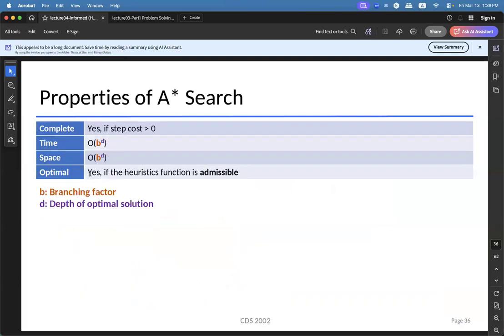I already talked about the optimal part. For the A-star search to be optimal, to be able to always select the shortest path, you must make sure that the heuristic value is admissible. You can think about this: if all the heuristic values are 0, then it becomes uniform cost search.